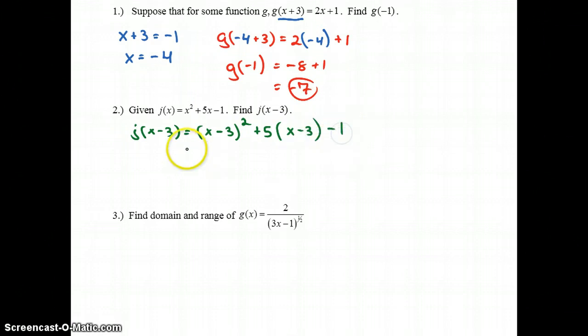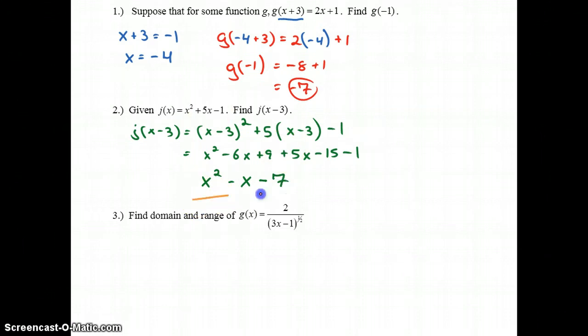And finally, minus 1. X minus 3 squared is x squared minus 6x plus 9. Plus 5 times x minus 3 is plus 5x minus 15. And still minus 1. With that, let's clean this up a little bit. Now I can combine terms. X squared's on its own, it's still x squared. Negative 6x and positive 5x, well that'll just get me negative x. 9, negative 15, and negative 1, I believe gets me negative 7.